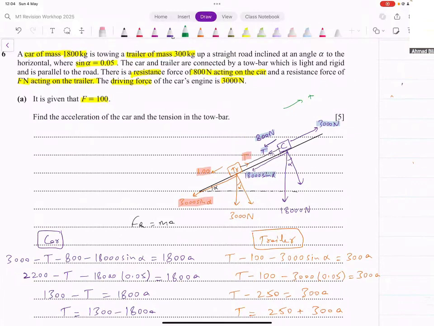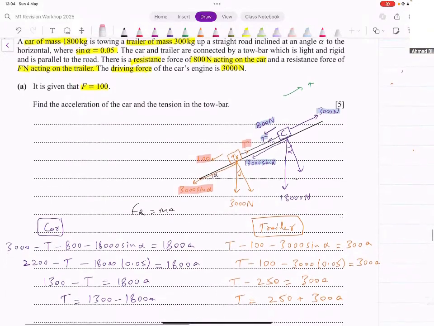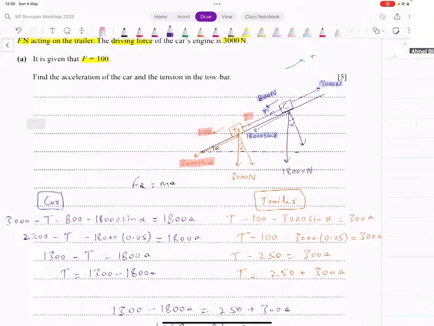In the first part, they say F is equal to 100. Find the acceleration and the tension in the tow bar. How do you do that? Represent all the forces acting on both of them, like we normally do in Newton's second law of motion.